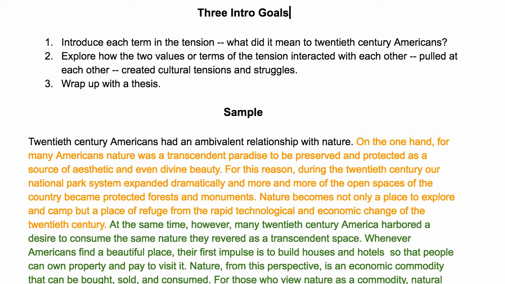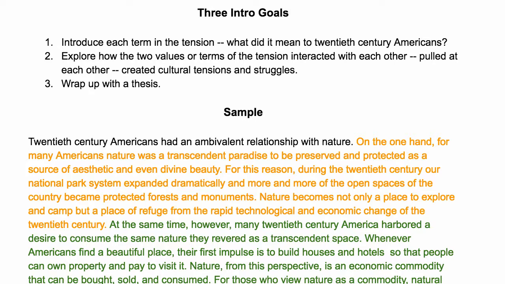So the way you're going to do this, as you can see on the screen, is by first introducing each term of the tension and explaining what that term meant in 20th century America. And you can see that below in the sample we're going to look at in the orange and green sections, where one at a time the intro looks at each term, explains what it means, and gives an example of it in 20th century American culture.